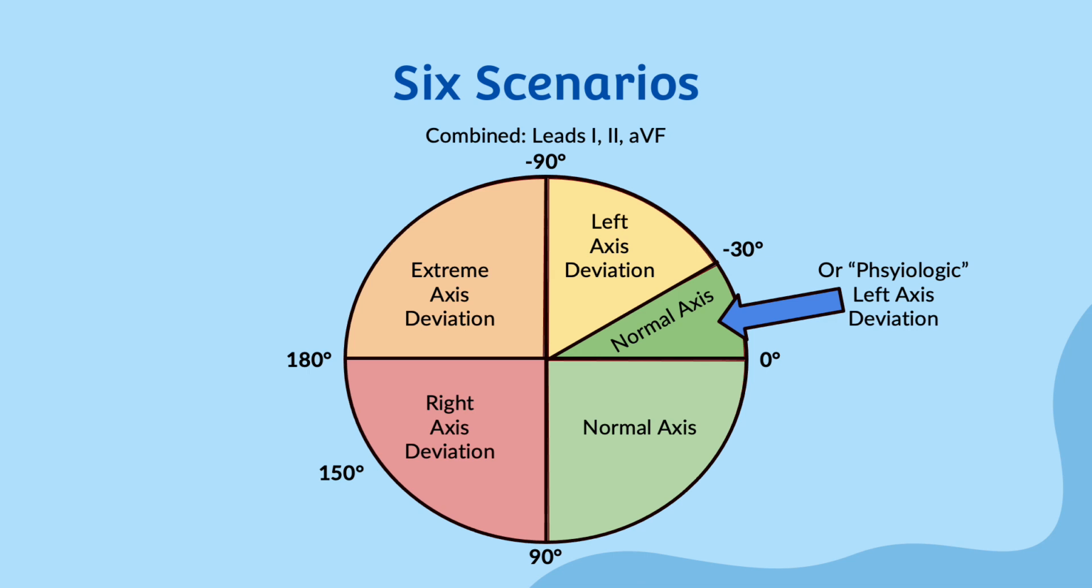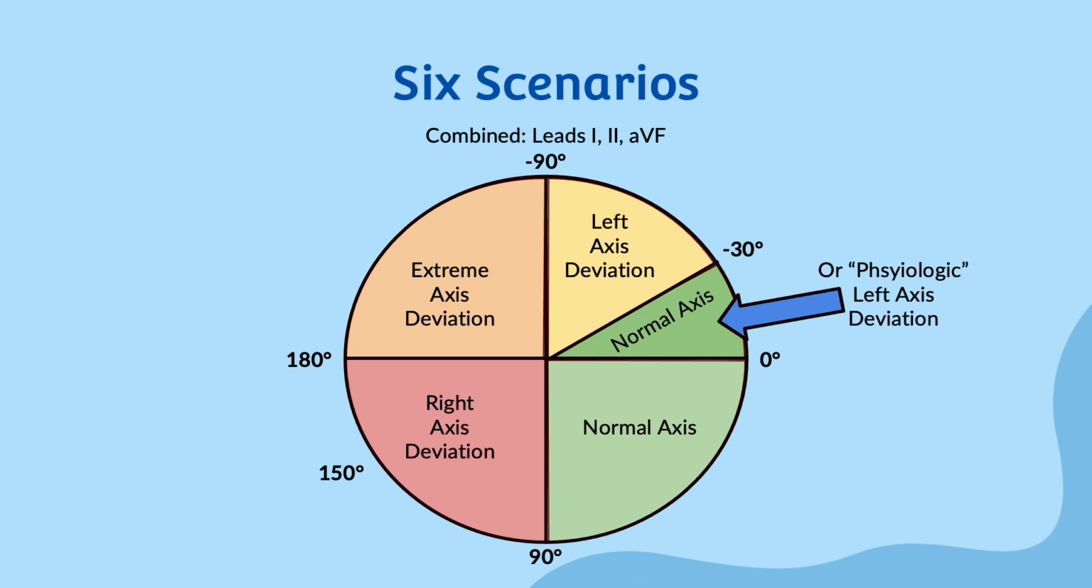In our fifth scenario, lead 1 is negative, so we know that we can rule out the right half of the circle. Lead AVF is also negative, which means that we are looking at an area between negative 90 and positive 180 degrees, which can only be extreme axis deviation. Lead 2 is always negative in this scenario.